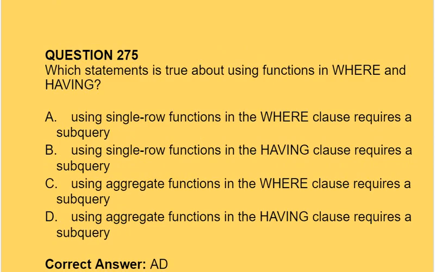Question: which statement is true about using functions in WHERE and HAVING? Option A: using single-row functions in the WHERE clause requires a subquery. Option B: using single-row functions in the HAVING clause requires a subquery. Option C: using aggregate functions in the WHERE clause requires a subquery. Option D: using aggregate functions in the HAVING clause requires a subquery. Correct answer is option A and option D.